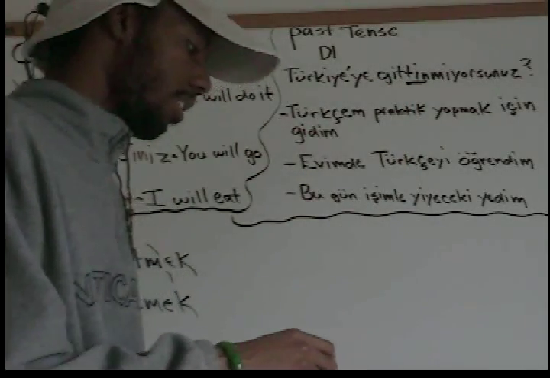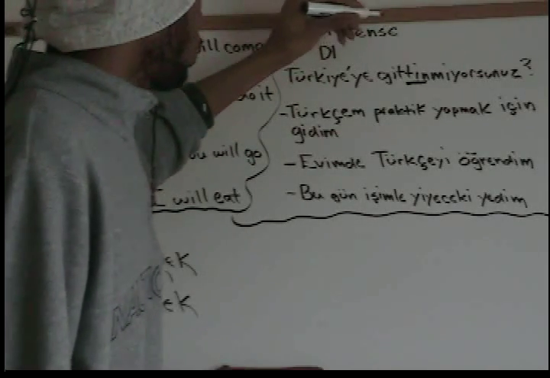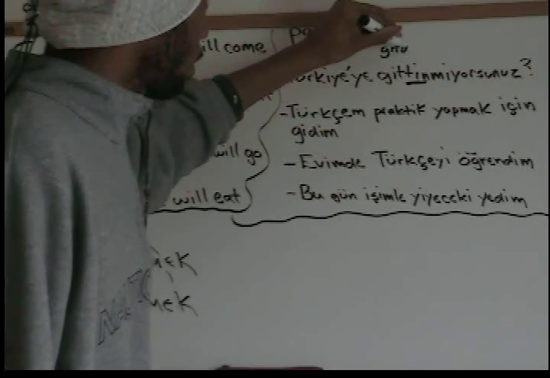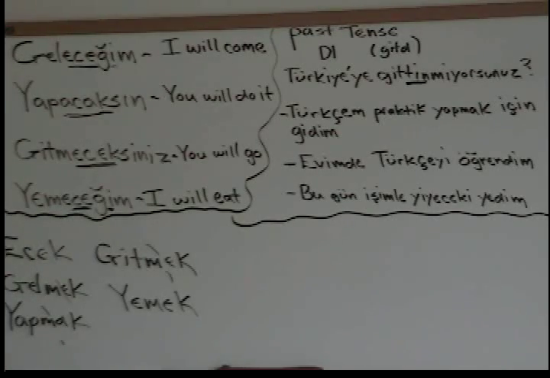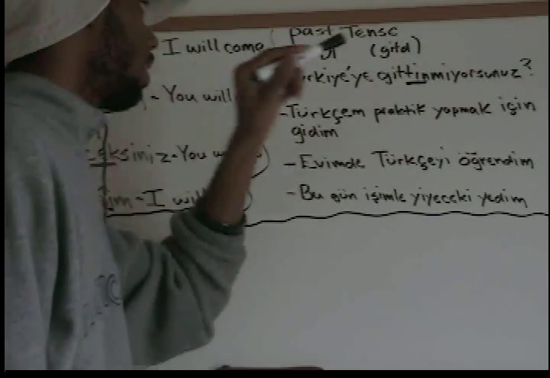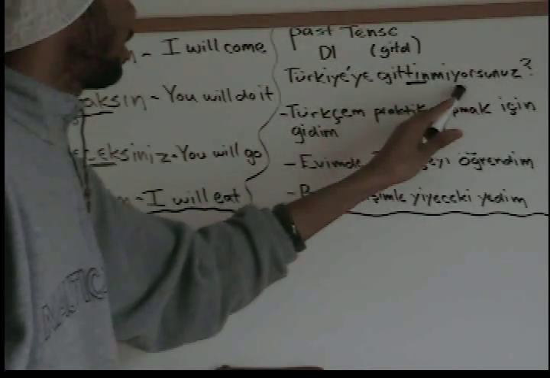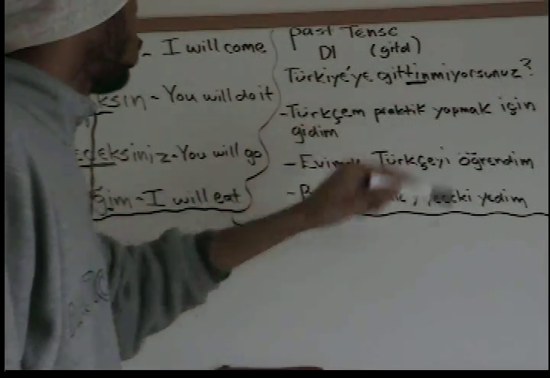Now why is it T instead of D? Because of pronunciation. We wouldn't write it like git-din. I mean, how hard would that be to pronounce, to enunciate? You won't write it like that. So that's why they just double the consonant. So gittiniz. And we already talked about our question, mi. Gittiniz mi? Okay? So that's the past tense, team.